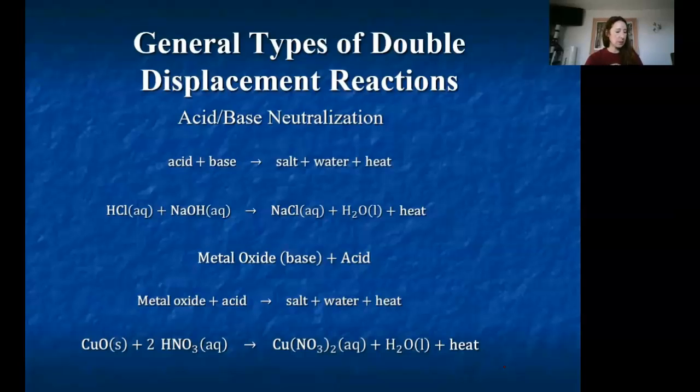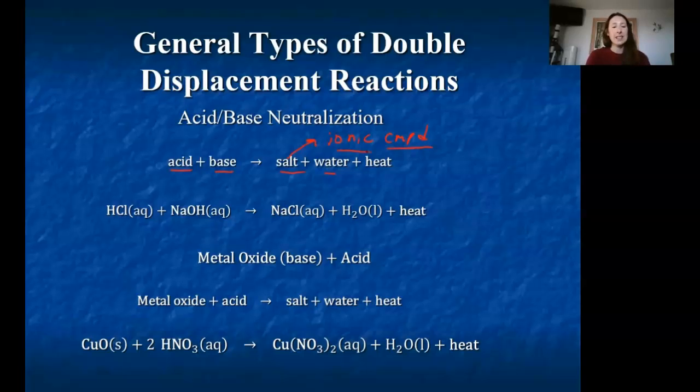Okay, so here are some examples of double displacement reactions. And double displacement is on the back of your sheet. So we have acid-base neutralization. And an example of this, acid plus a base makes salt and water. Remember, a salt is any ionic compound. It just happens to be table salt is an ionic compound. We just call it salt, but any ionic compound is called a salt technically.